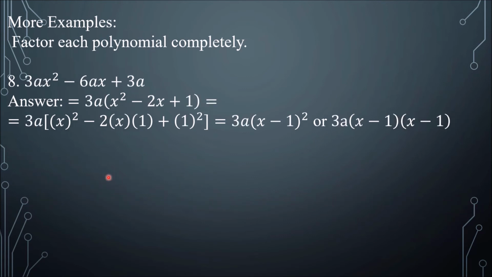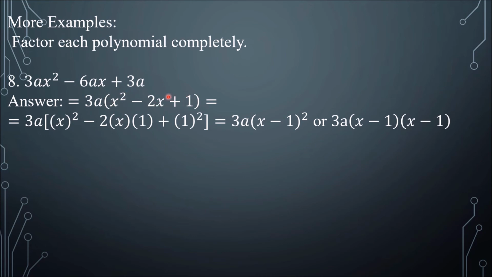Next, number 8, we have 3ax squared minus 6ax plus 3a. Now, in this case, our common monomial factor is 3a. Now, extracting 3a, the remaining factor now is x squared minus 2x plus 1. Now, this x squared minus 2x plus 1 is a perfect square trinomial.